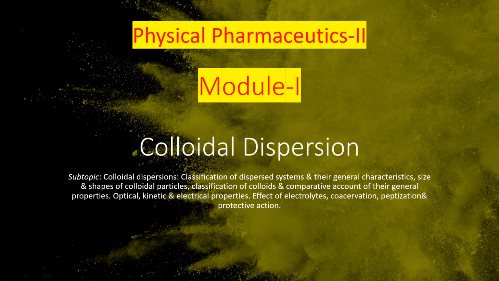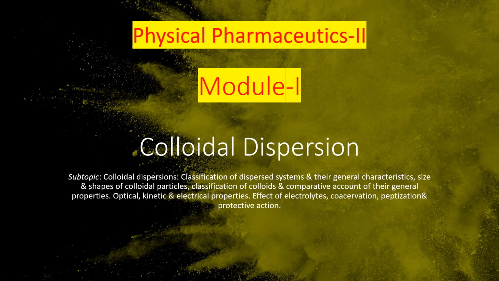Next thing is similarly the classification of dispersed system and general characteristics, which can be the size and shape of the colloidal particles. A very short answer type question may be asked, but that is not generally asked if we see the pattern of the previously asked question papers.